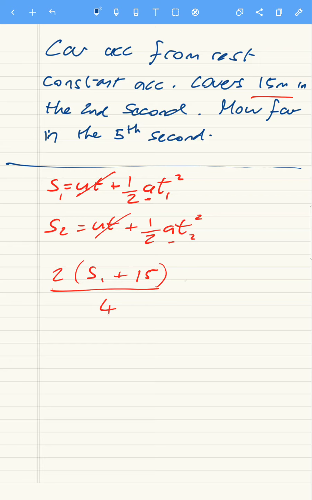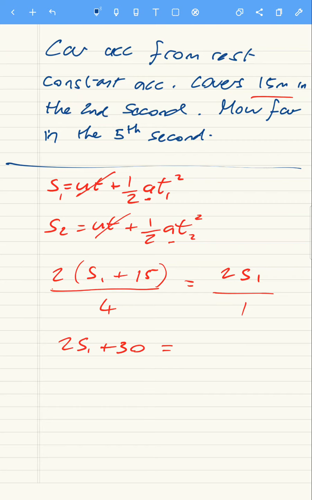Then we're going to do the exact same for the first second. The first second is going to be 2s, or 2 lots of S1, over 1 squared, which is obviously 1. Then let's multiply these out, find S. So S1 is the distance travelled in 1 second. So we've got 2 lots of S1 plus 30, so 2S1 plus 30 equals 2S1 over 1.